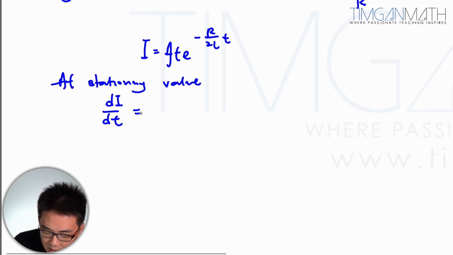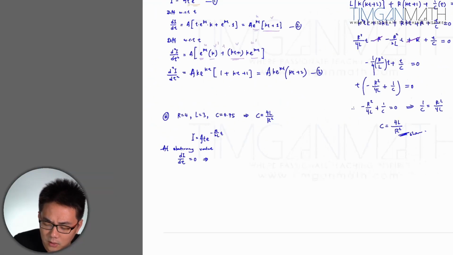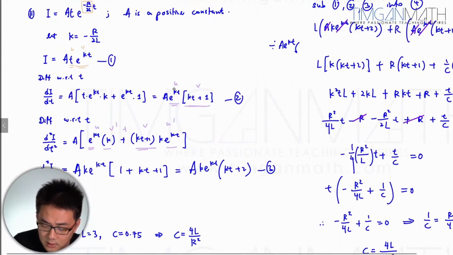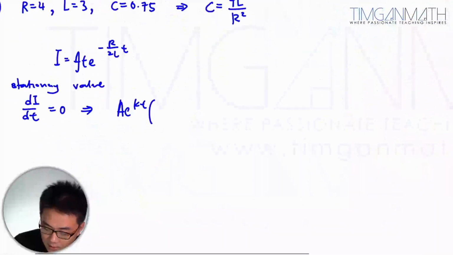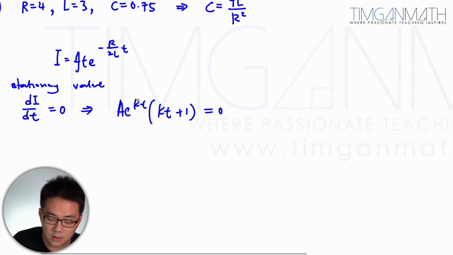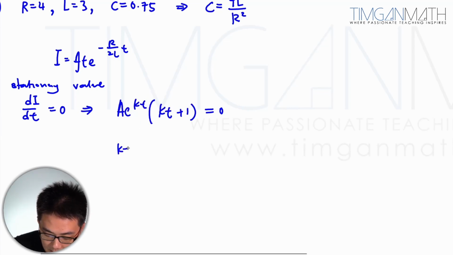Okay, di/dt equals 0. In other words, di/dt equals 0 would just mean that this equals 0. So we have Ae^(kt), and after which we have kt plus 1 equals 0. Now the thing is, Ae^(kt) cannot be 0. We know that this is always more than 0. So in other words, you're looking at kt plus 1 equals 0, so t equals minus 1 over k.